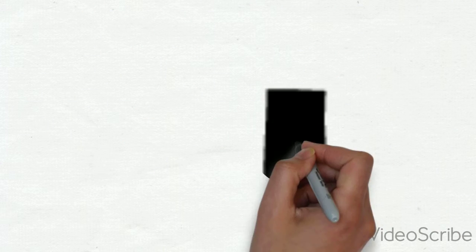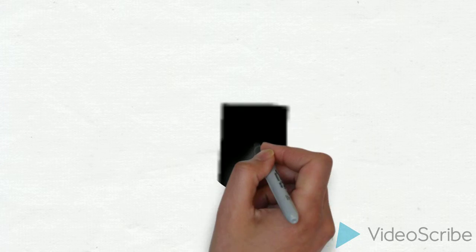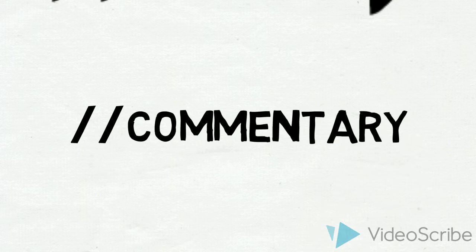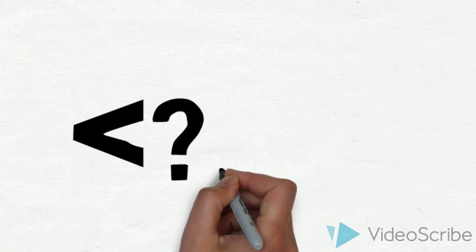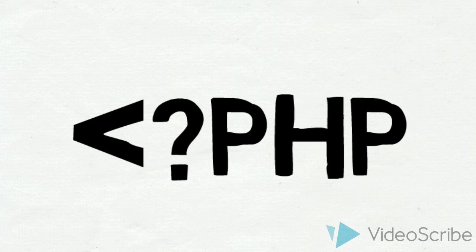Double quotes display strings along with the values assigned to variables. Single quotes treat whole statements as a string and only display variables. This is how to comment out lines. This is how to signify the PHP code within your HTML program.